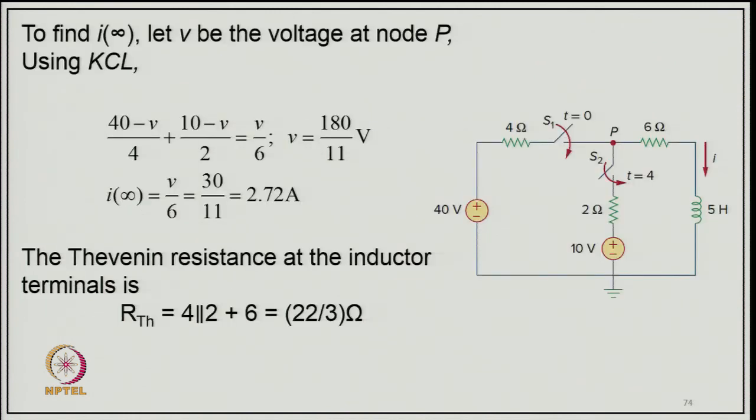Now, when both switches are closed, to find I infinity, let V be the voltage at node P. Using Kirchhoff's current law at node P: the current coming from this side is (40 minus V) divided by 4, plus the current coming from the 10 volt source, (10 minus V) upon 2, equal to V by 6, the current in the inductor branch. That gives V equal to 180 upon 11, and I infinity is V by 6, that is 30 by 11, about 2.72 ampere in the inductor finally. The Thevenin resistance at the inductor terminal is RTH equal to the 4 ohm and 2 ohm in parallel plus 6 ohm, which becomes 22 by 3 ohm.